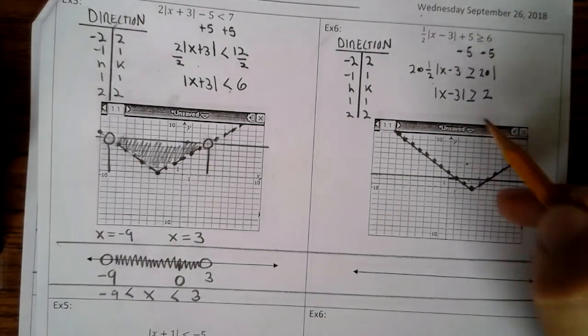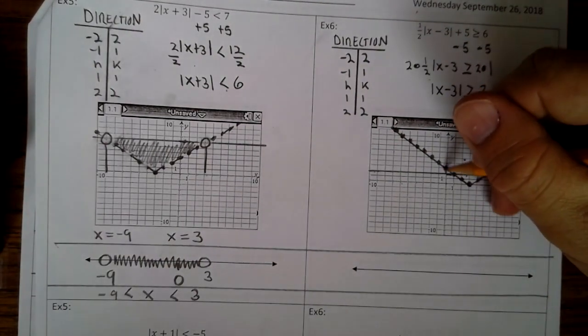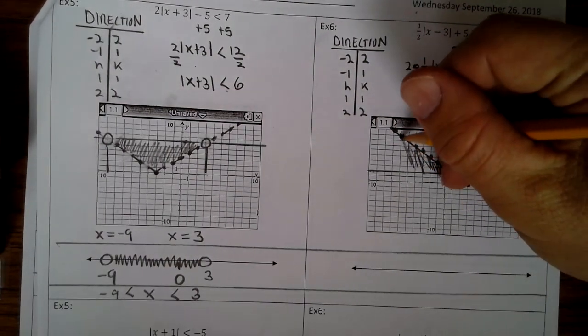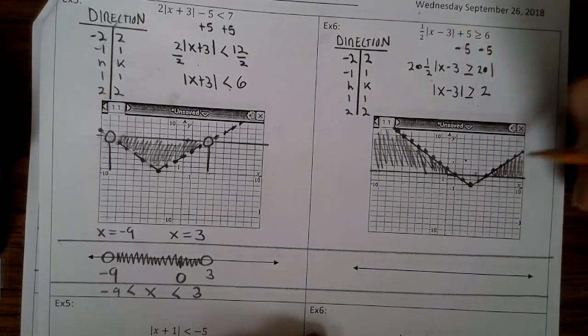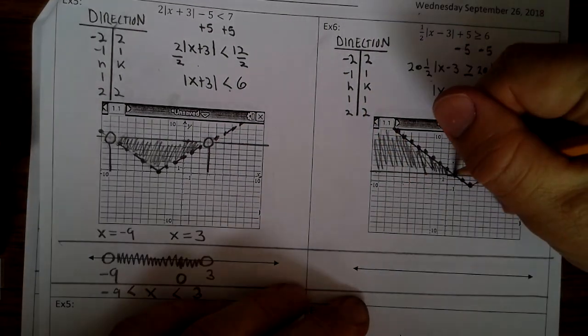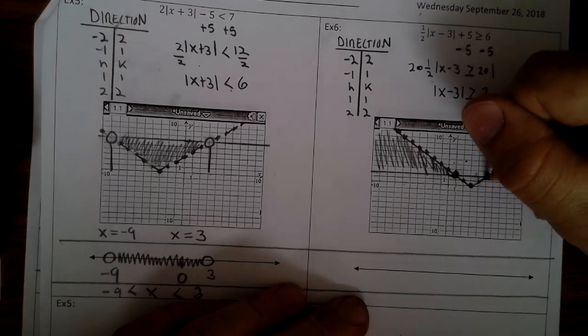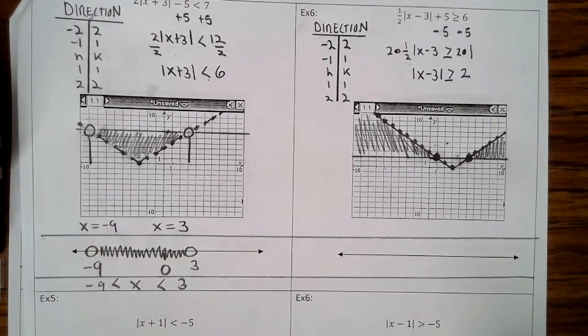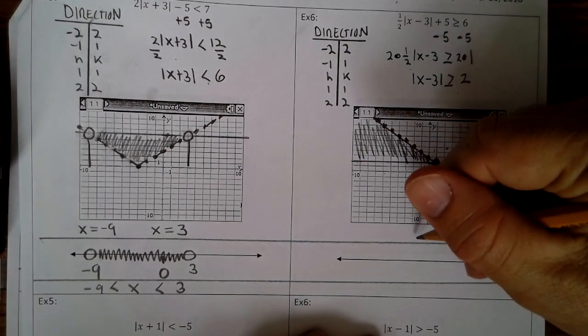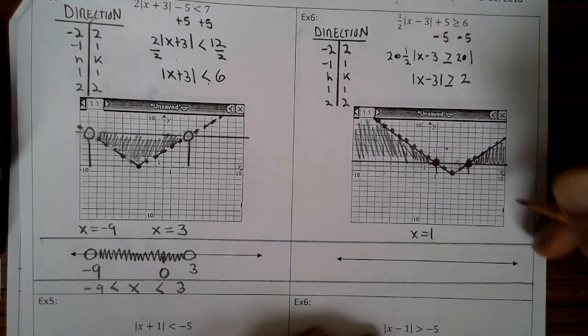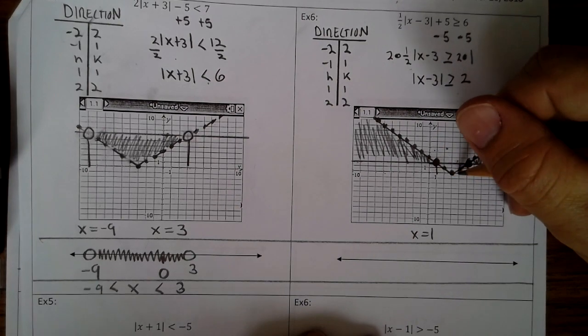Now, in this case, it's greater than, so we shade above the line. So here and here. Now, because it's a solid dot here and here, we're looking for the x value. So we draw a line down. It looks like x is 1 and x is 1, 2, 3, 4, 5.